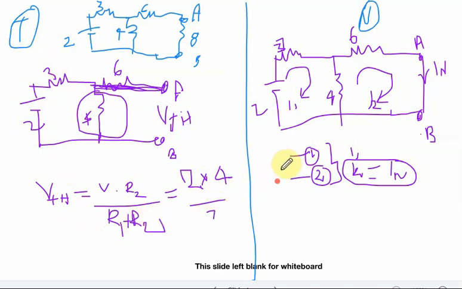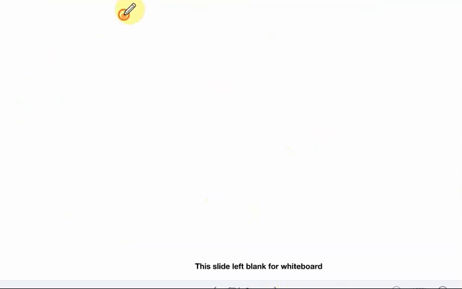So this is a method to find out the VTH and RTH, sorry, VTH and IN. Then step number 2, let's go to that: find out RTH. RTH is common to both methods. This is the circuit, and RTH of both methods is a common answer.